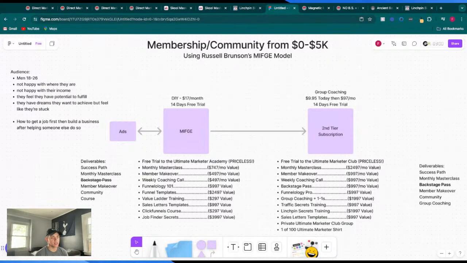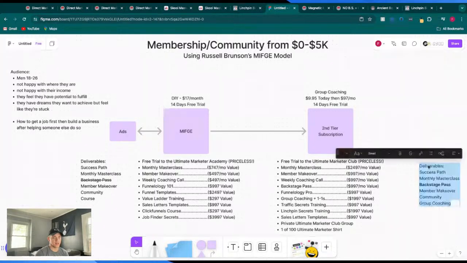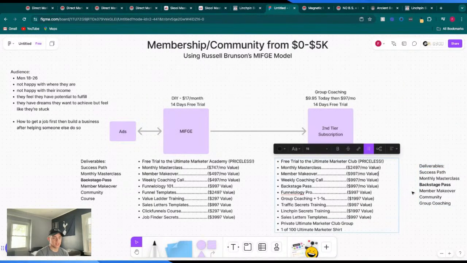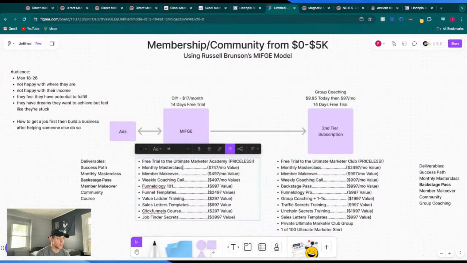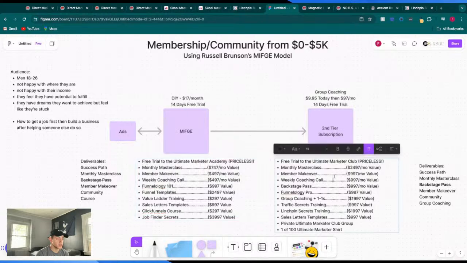Yeah, I personally like these offer stacks, like the deliverables in terms of the success path, monthly masterclass, member makeover. I think these get a little bit more specific just to drive home the point of what they actually teach. Like here, monthly masterclass, member makeover, weekly coaching calls. And I think having people on these calls can be like, hey, go upgrade, which would be super cool.